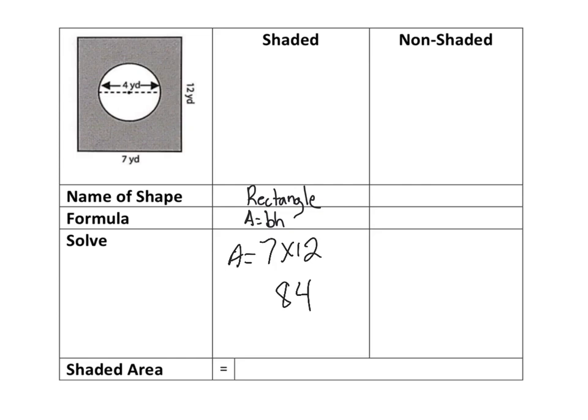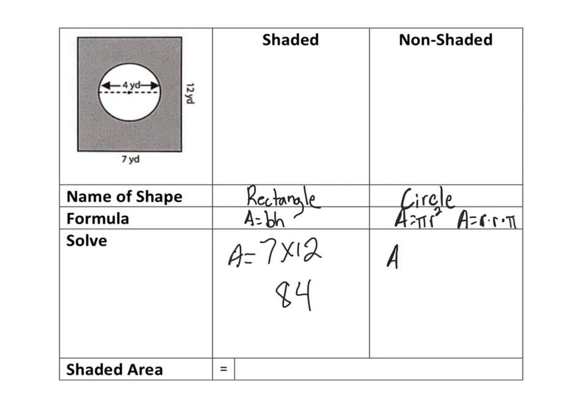And now we need to do the next one, the non-shaded. The non-shaded shape is a circle. The formula for an area of a circle is pi r squared. So let's plug in what we know. It says right here all the way across the circle is 4 yards. Now we know that diameter goes all the way across. Radius is half the distance. So from the middle, halfway across. So half of 4 is 2.